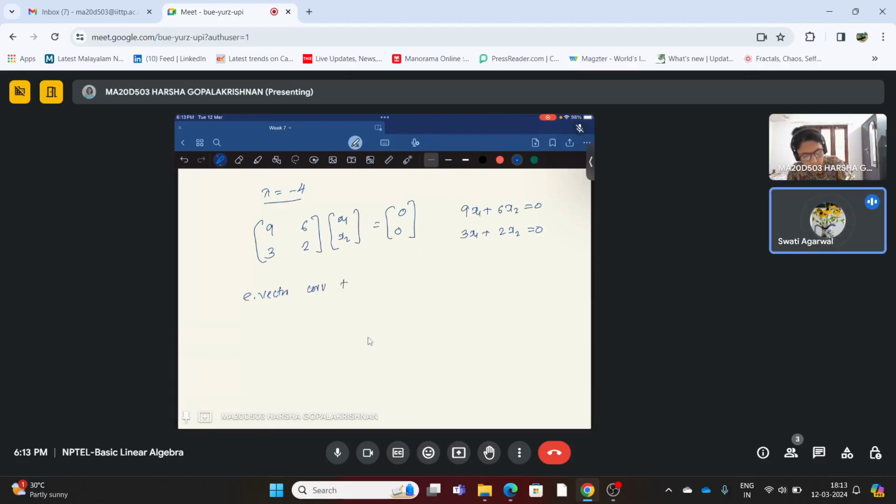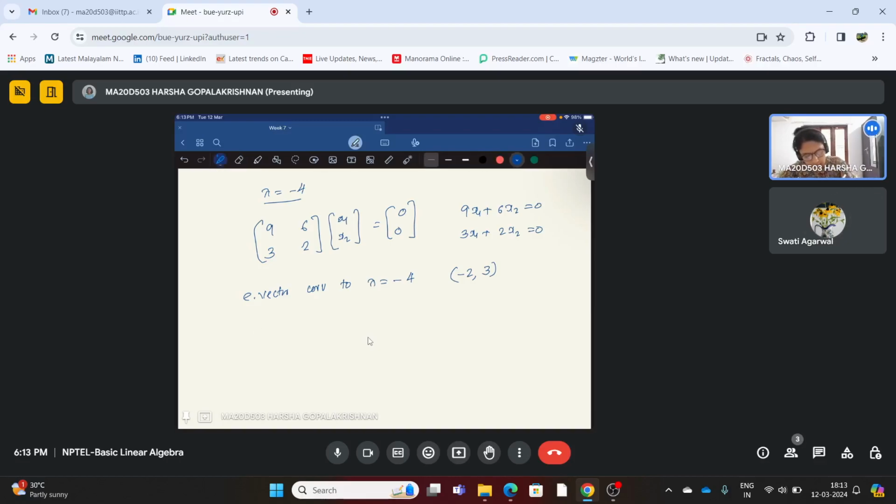Again, x1 is equal to minus 2x2. So if x2 is 1, then x1 is minus 2 by 3. Okay, we can take x1 as minus 2, I mean, we can avoid the fractions. So x1 is minus 2, so x2 should be 3, right? Correct.